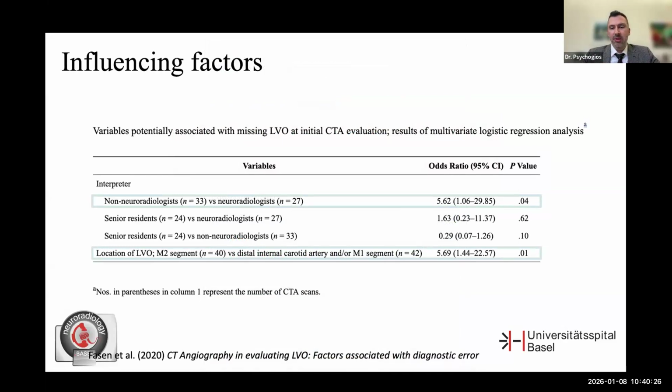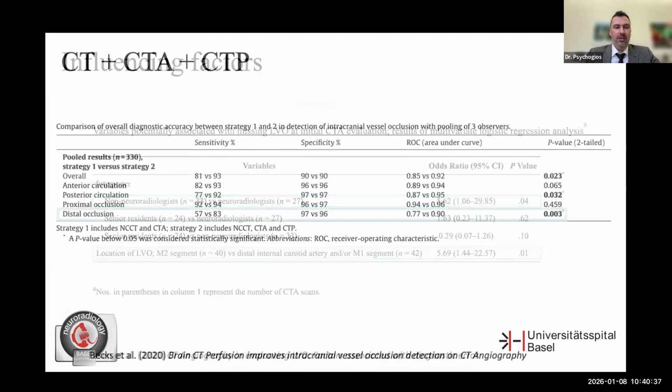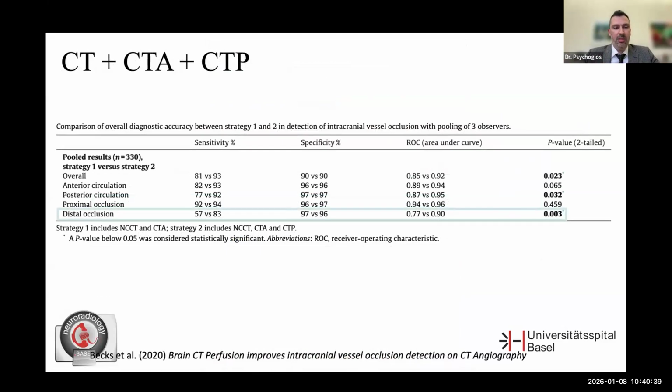There have been studies showing that this is crucial if you look at the reasons for missed vessel occlusions. One of them is distal location, right? And if you see this other paper, you can see that physicians have a low sensitivity when trying to detect distal occlusions with just CTA. If you add CTP, it gets much higher.